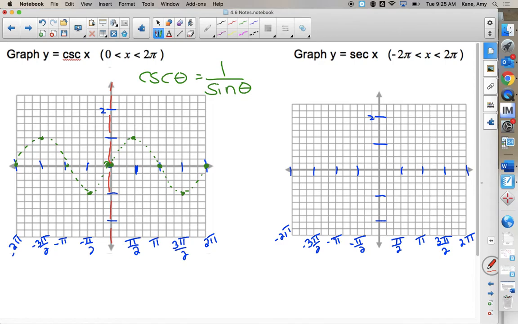Hannah, where else on your chart would the cosecant be undefined? Yeah, at all the places where sine is 0. So if you look at the graph, any place where sine is 0, the cosecant is going to be undefined, which is every x-intercept. So every x-intercept, we have asymptotes. So x-intercepts of sine force cosecant to be undefined because we're taking 1 over 0.